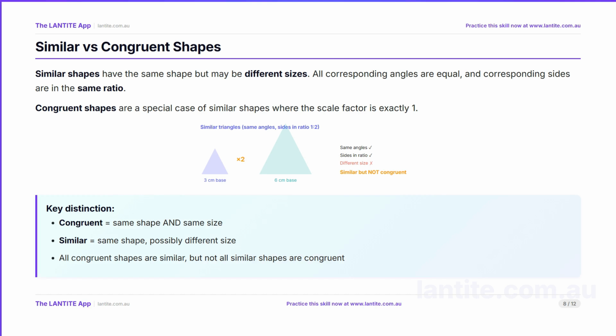Now let's look at the difference between similar and congruent shapes. Similar shapes have exactly the same shape, but may be different sizes. All corresponding angles are equal, and corresponding sides are in the same ratio. Congruent shapes are actually a special case of similarity, where the scale factor is exactly 1, meaning they are the same size as well. Think of it this way. All congruent shapes are similar, but not all similar shapes are congruent. A photocopy at 100% is congruent to the original, but a photocopy enlarged to 200% is similar, but not congruent.